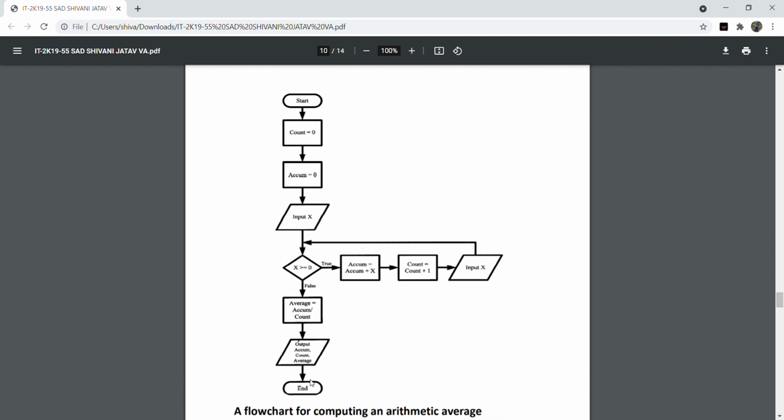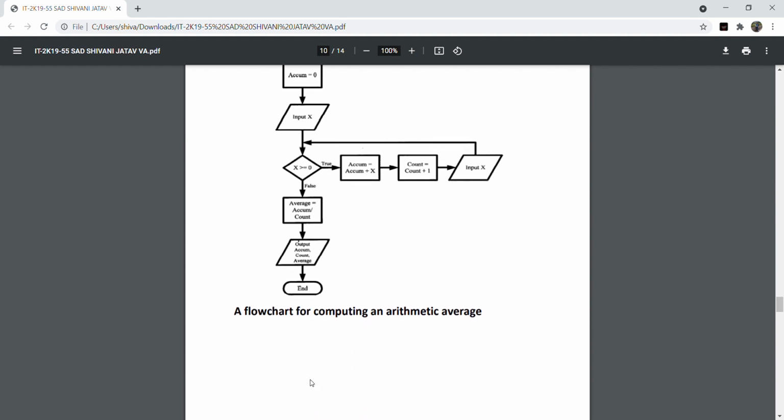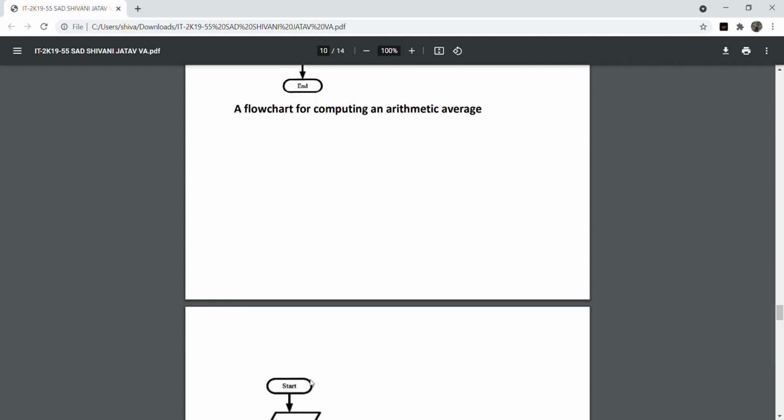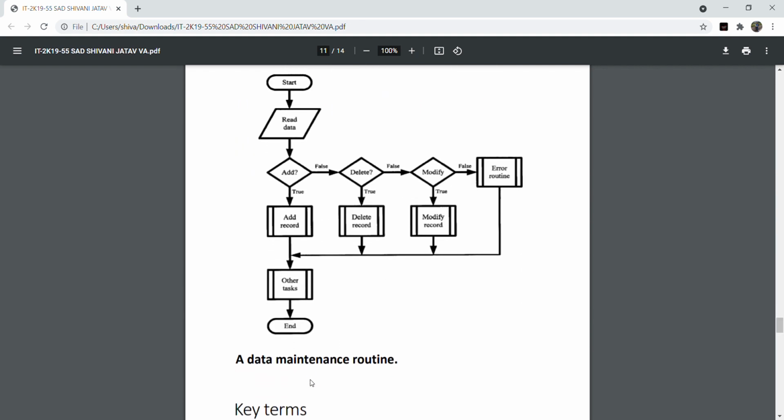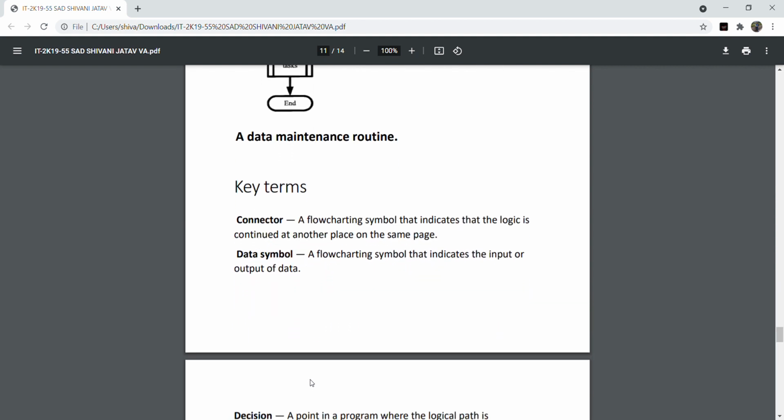Here is the flowchart. A data maintenance routine. Key terms.